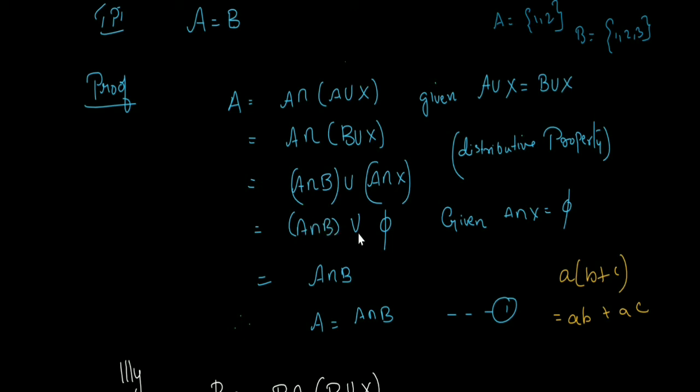A intersection B union empty set, nothing. So A intersection B is the answer. So we got A is equal to A intersection B. Let that be equation 1.